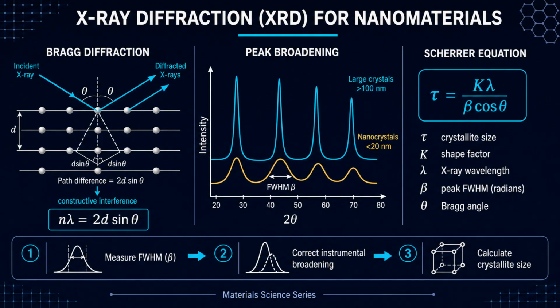The Scherrer equation relates peak width to crystallite size. Tau equals K lambda divided by beta cosine theta, where tau is crystallite size, K is a shape factor around 0.9, and beta is the full width at half maximum in radians. Broader peaks mean smaller crystallites. This provides a quick estimate of crystallite size, though it has limitations. It only works below about 100 nanometers. Strain also broadens peaks, and must be separated from size broadening using methods like Williamson-Hall analysis.